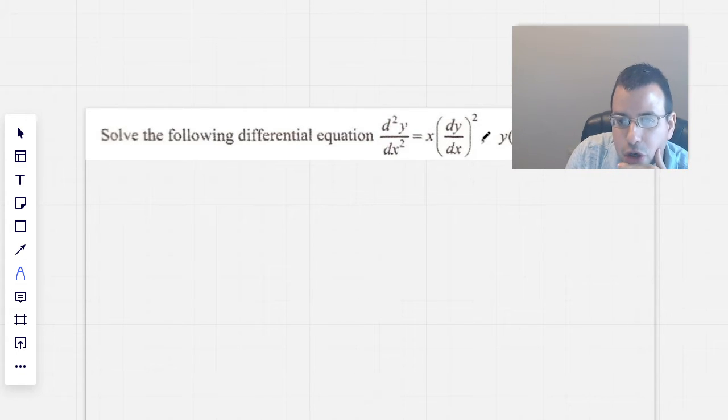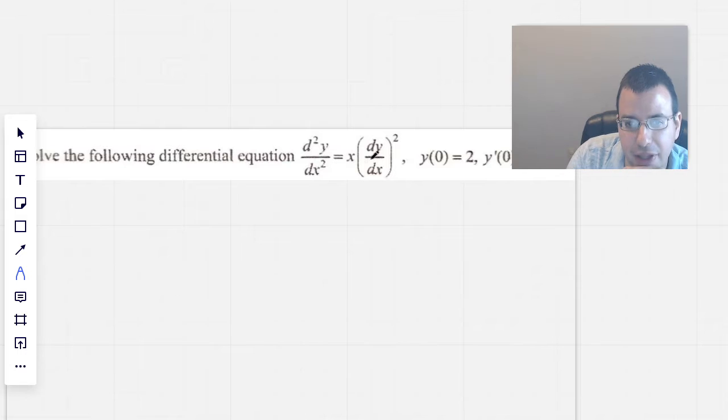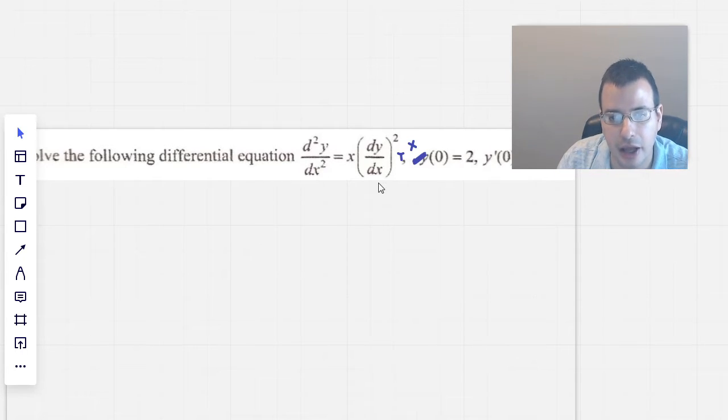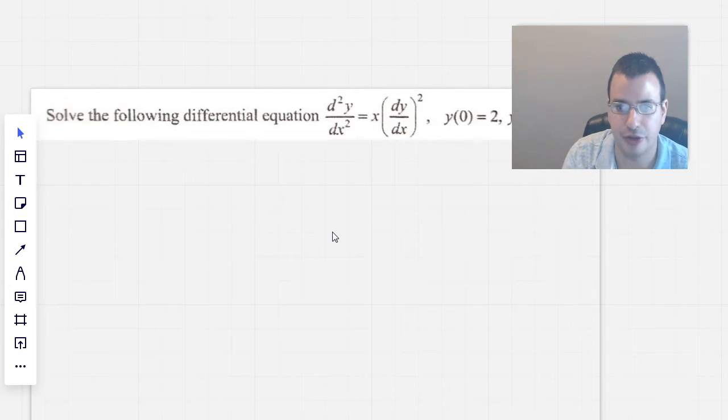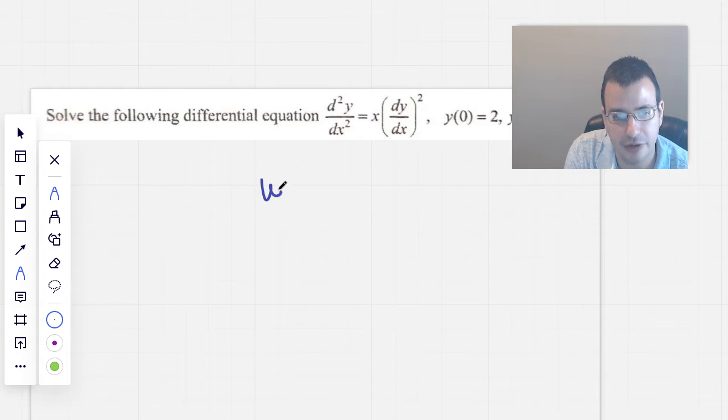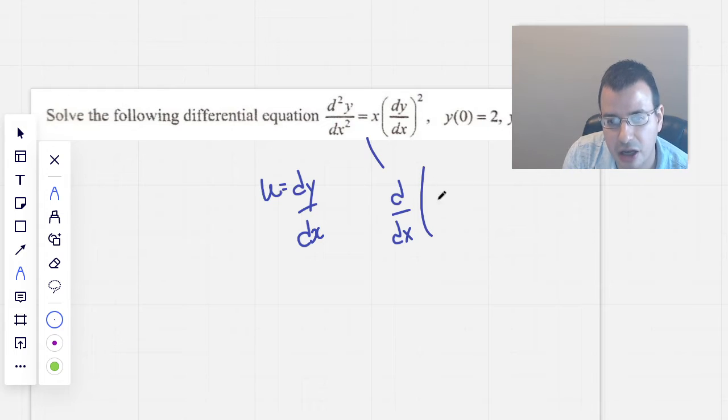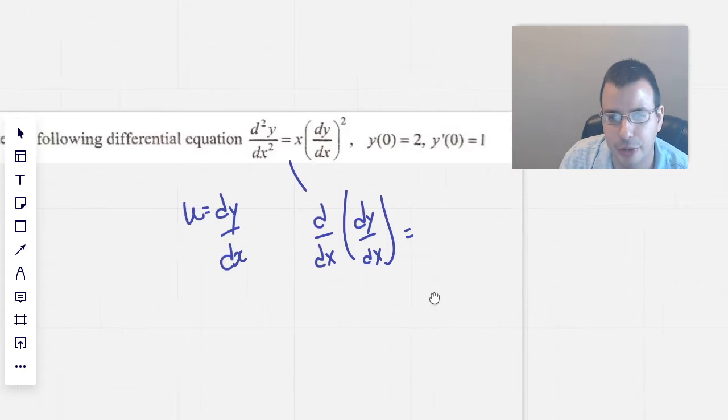But since there's no term with just x by itself, or term here without a derivative of y with respect to x, we can do a substitution and treat this as a first order differential equation. You'll see what I mean. So I'm going to say that we have, let's say, u for convenience. u equals dy/dx. Therefore, we can rewrite this as the derivative with respect to x of dy/dx. I didn't have to do the substitution for that, but you'll see where I'm going here.